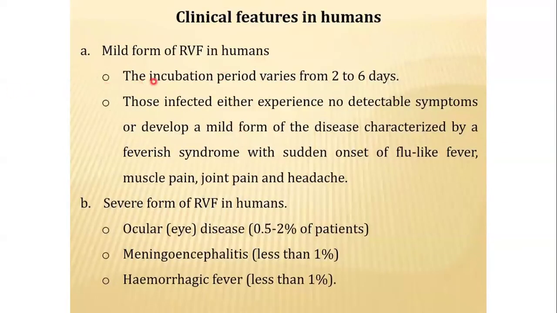Clinical features, mild form of Rift Valley fever in humans. Incubation period is 2 to 6 days. Those infected either experience non-detectable symptoms or develop a mild form of the disease characterized by feverish symptoms. Remember, the febrile illness, muscle pain, joint pain, headache, nausea, vomiting, all those non-specific symptoms. But for severe form, we have ocular disease in 0.5 to 2% of patients, meningoencephalitis in less than 1% of patients, and then hemorrhagic fever in less than 1% of patients.